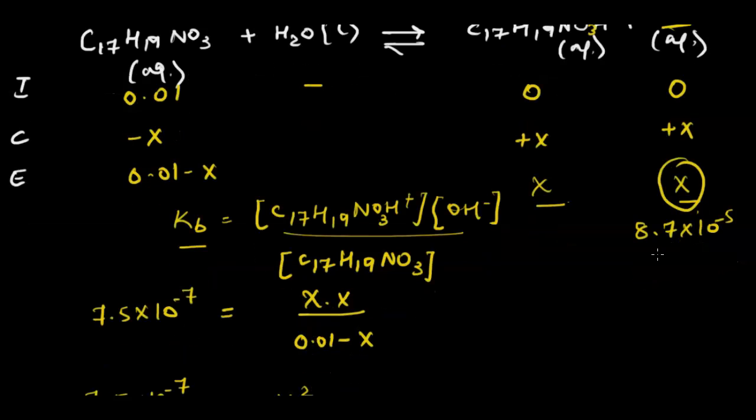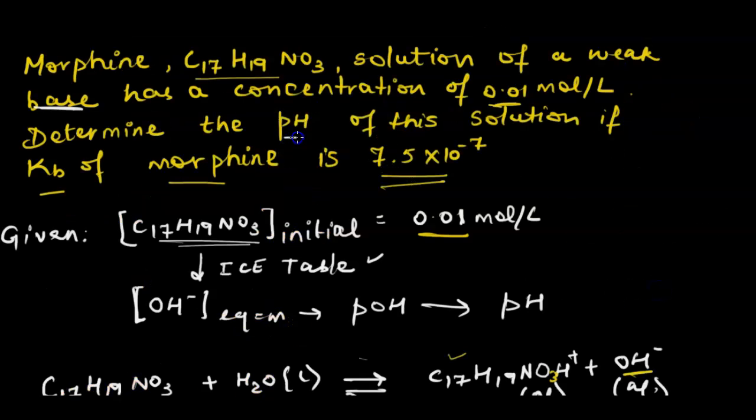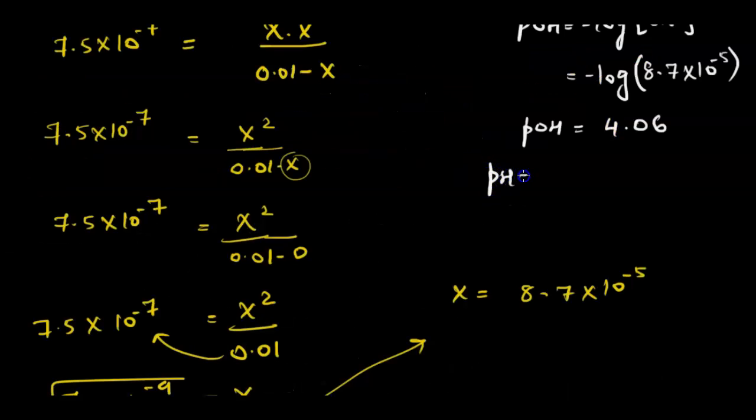Now this x is 8.7 times 10 to the power negative 5, which is the hydroxide ion concentration at equilibrium. This concentration would help us calculate the pOH value, which is negative logarithm of 8.7 times 10 to the power of negative 5, and we get pOH equal to 4.06. However, the demand of the question is pH and it's not pOH. Therefore, we can get pH equal to 14 minus 4.06. That is equal to 9.94. And this is our final answer.